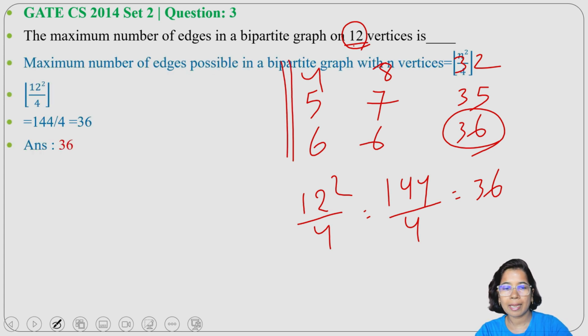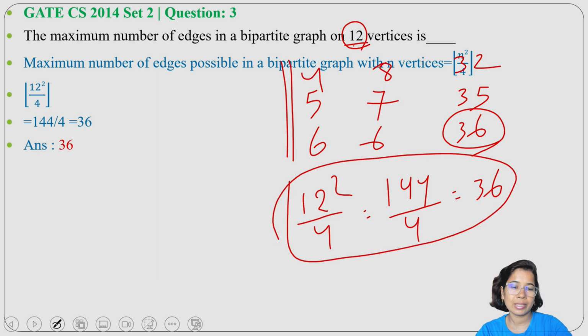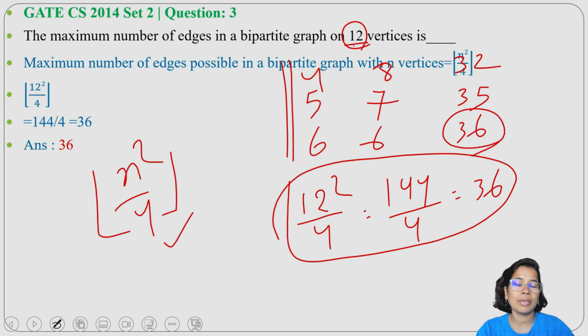This process is time consuming. You need to check every option. This one is easy. For this you should know the formula that it is n square divided by 4, floor function. If you know this formula, you can easily find it.